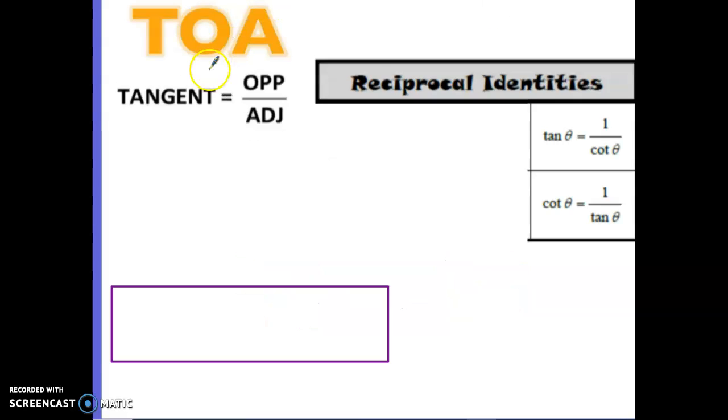All right, and the last one, TOA, is tangent. I remember that tangent is opposite over adjacent, and the reciprocal that goes with tangent is cotangent. So that's a little bit easier to remember. They seem to go together better. Tangent and cotangent go together.